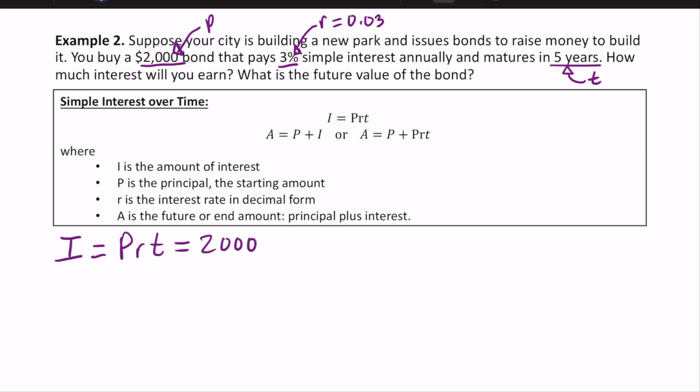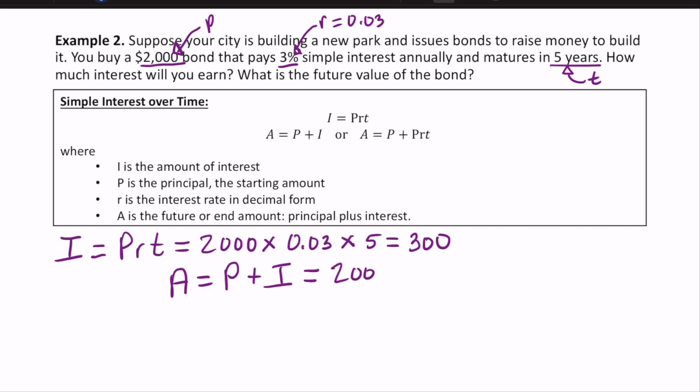So 2,000 times 3/100 times 5 years. So that's $60 a year, but for 5 years, which would be $300 in interest. To find our future value, that is once again the principal amount plus the interest amount. Well, the principal was $2,000, and we just calculated the interest to be $300, giving us $2,300 for our future value of this bond.